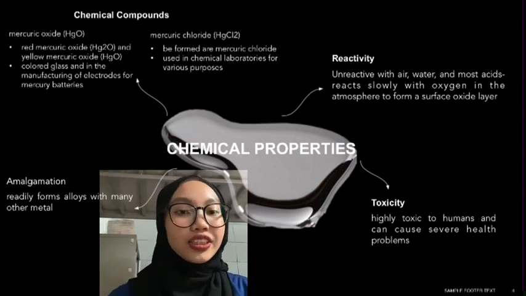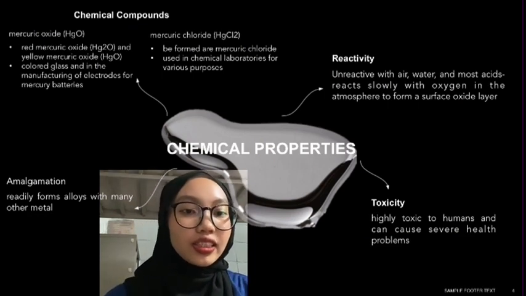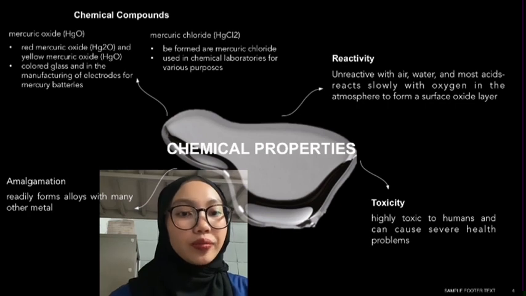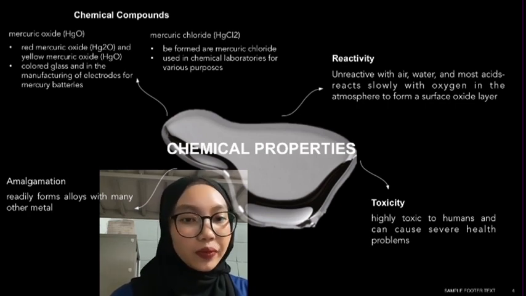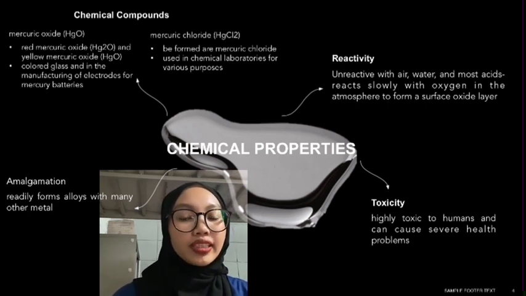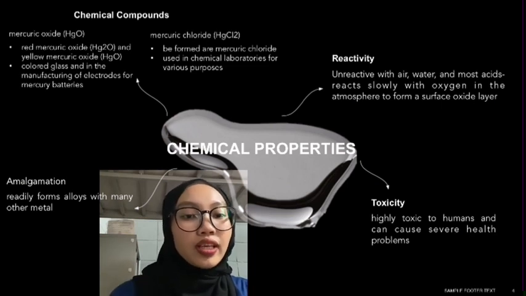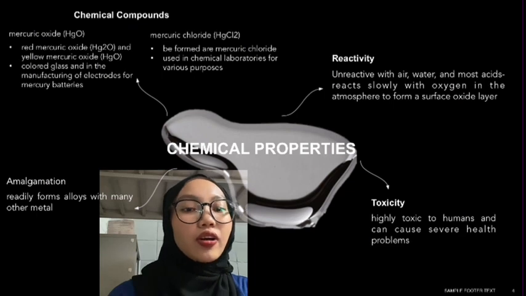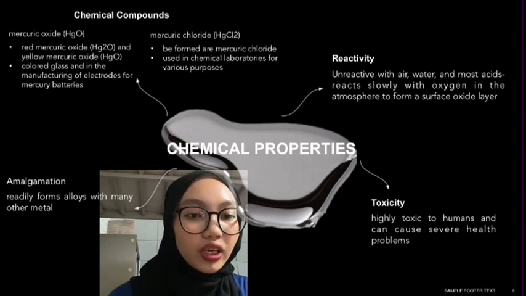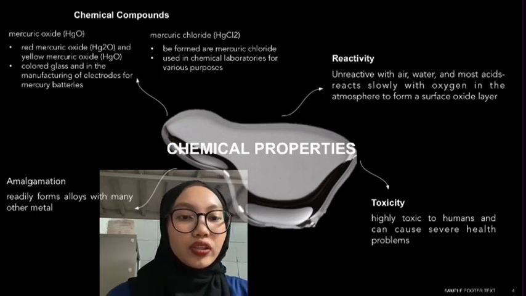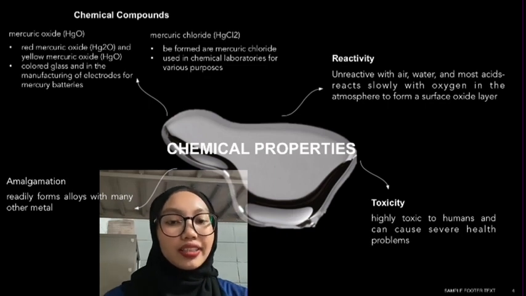Next is corrosion. It is resistant to corrosion, which makes it suitable for certain specialized applications such as thermometers and barometers. For the last one, chemical compounds. Mercury can form various chemical compounds including mercury chloride and mercury oxide, among others.